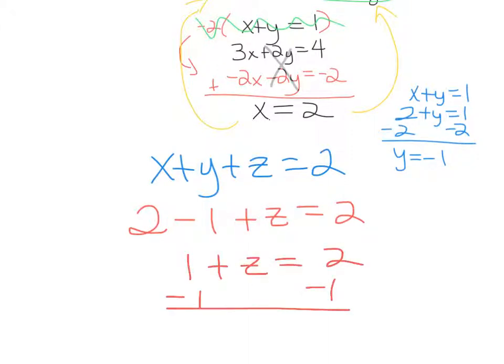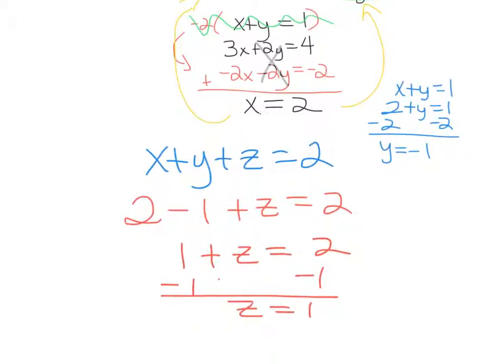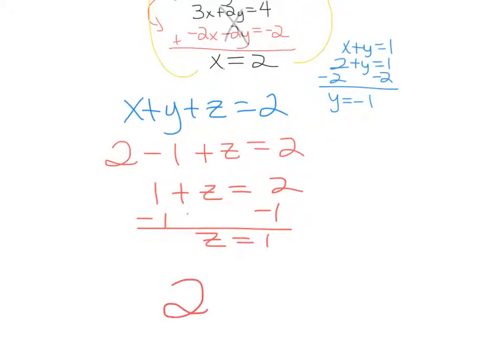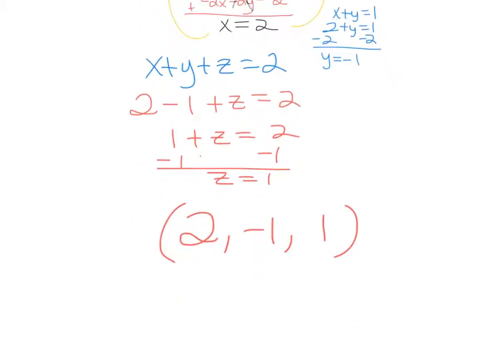Move the 1 over, and z equals 1. So my triple is now 2, -1, +1. Again, in A, B, C order, X, Y, Z. Again, you can do the check here, but you need to plug it back in to all 3. Again, it must work for all 3, or you've done something wrong and you need to start over again.